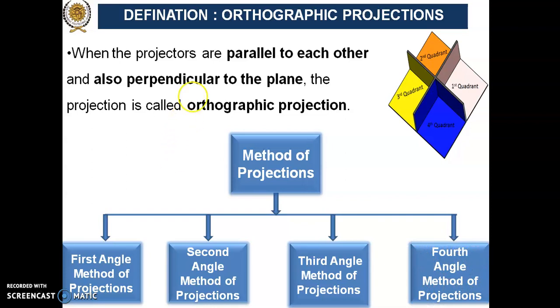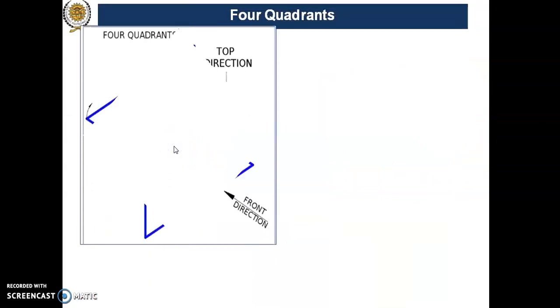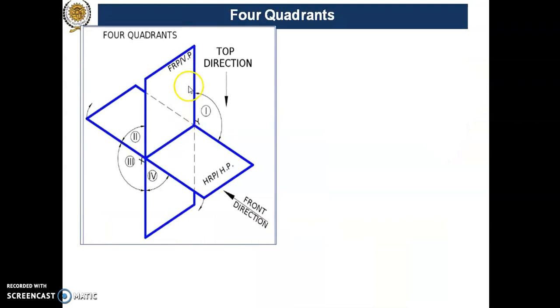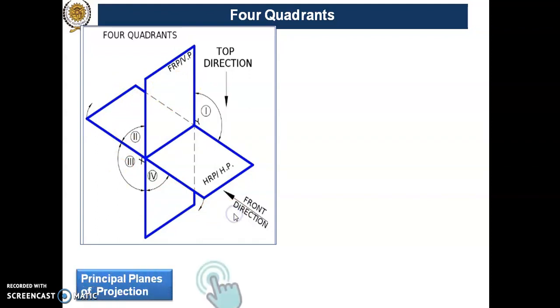When the object is kept in the first quadrant and projections are drawn, then it is the first angle method. If the object is placed in the second quadrant and the projections are drawn, then it is the second angle method of projection. Likewise, we can define the third and fourth angle methods of projection also. For this purpose we have four quadrants: first, second, third and fourth quadrant. The first quadrant is always kept open.